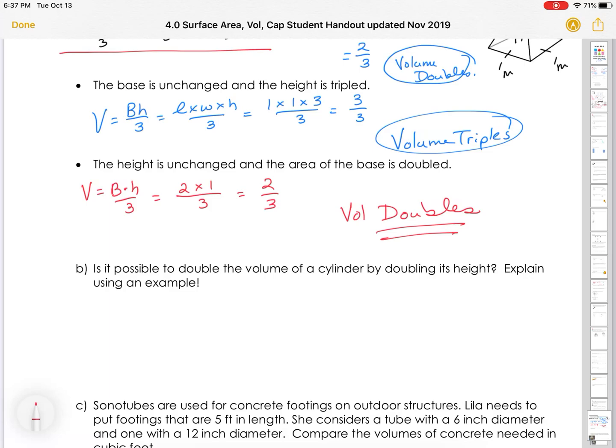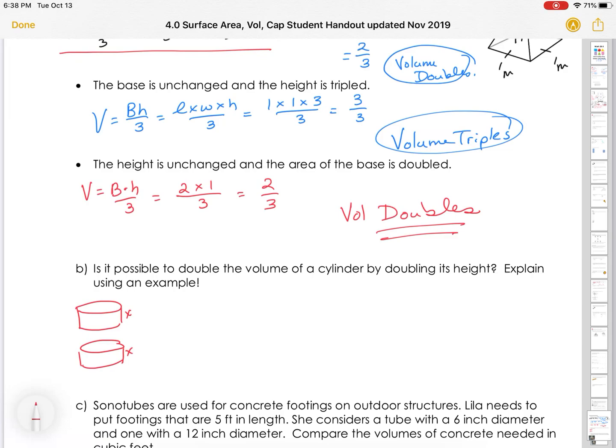Is it possible to double the volume of a cylinder by doubling its height? Explain using an example. Well, why not? If I have 2 cylinders, same size, and I stack them on top of each other, all I've done in essence is double the height, right? And that will double the volume. Now we can do that with numbers.